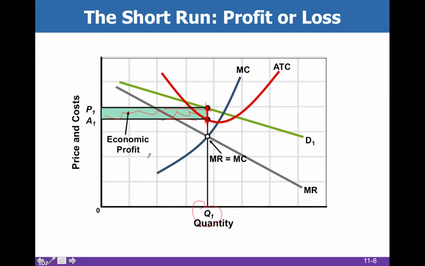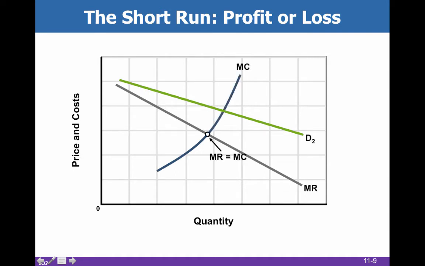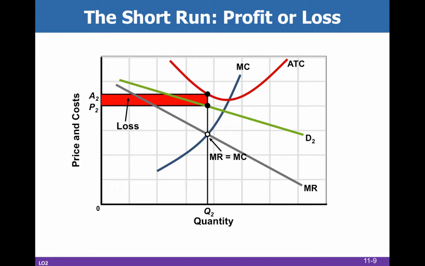Now, if something happens and we wind up with a downward, leftward shift of our demand curve, a decrease in demand, or if our average total costs rise, then we're still producing where marginal revenue equals marginal cost. That gives us this quantity. But now we have this negative difference. Average total cost is higher than price at quantity Q2, and that gives us this loss.